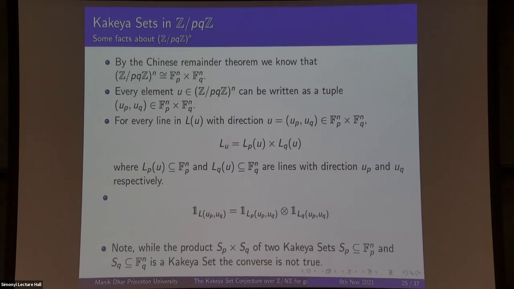And as I had mentioned before, by this Chinese remainder theorem logic, if you take a Kakeya set SP in FP to the N and a Kakeya set SQ in FQ to the N and take the product, then you will just get a Kakeya set in Z mod PQ. And if all Kakeya sets were like this, then it would be easy. You just multiply the lower bound and you're done because it has this nice product structure. That is not true, and that's why we have to do some work.